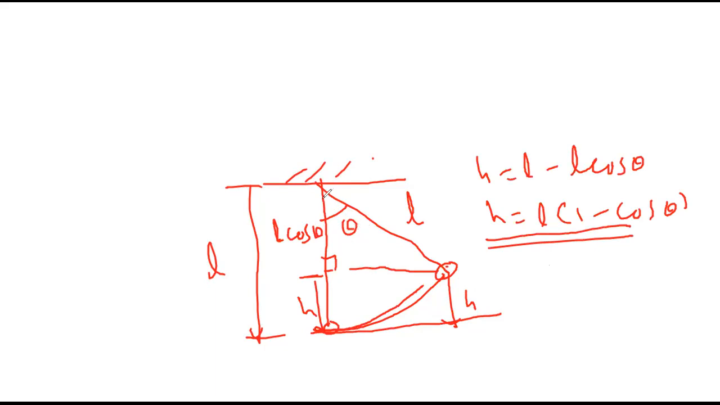Suppose they gave two heights. This is one angle theta 1 and this is another angle theta 2. So the first will be 1 minus cos theta 1, the next will be 1 minus cos theta 2, then the difference of these two. Yes sir. Next part.